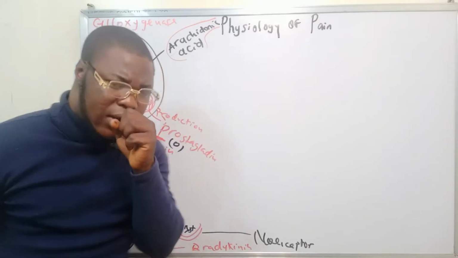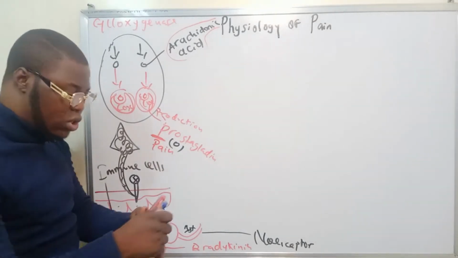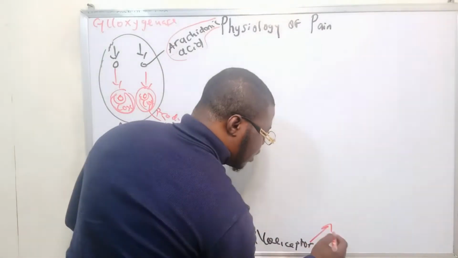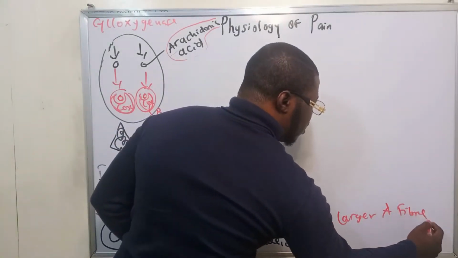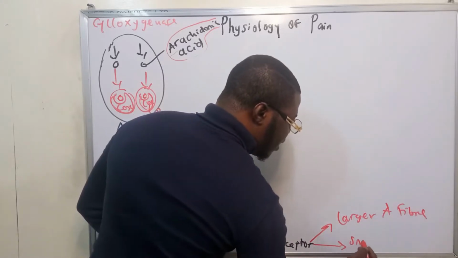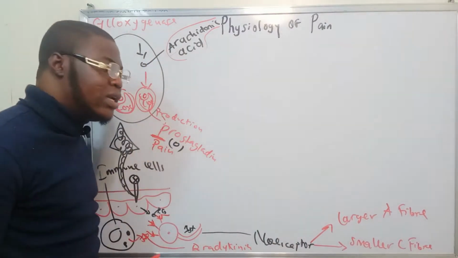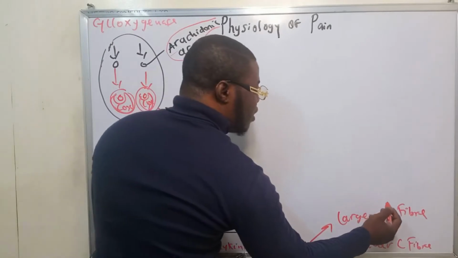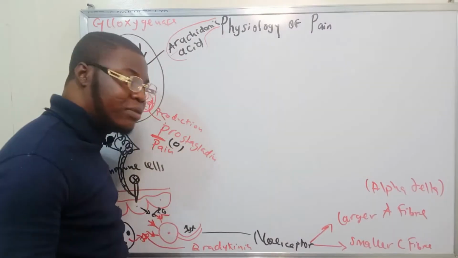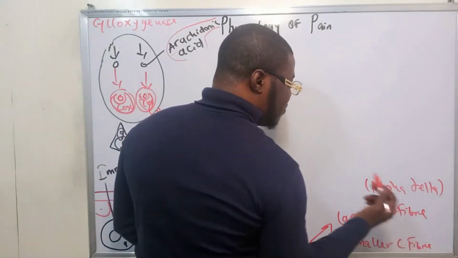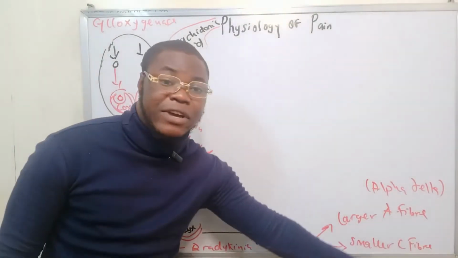As simple as that. Now, we have 2 types of nociceptors. 2 types of what? Of nociceptors. The first one is called larger A fiber, and the second one is called smaller C fiber. In some textbooks, they will call the larger A fiber larger alpha delta fiber. Some textbooks will call it larger A delta fiber alone. But the point is, just take larger A fiber and smaller C fiber.